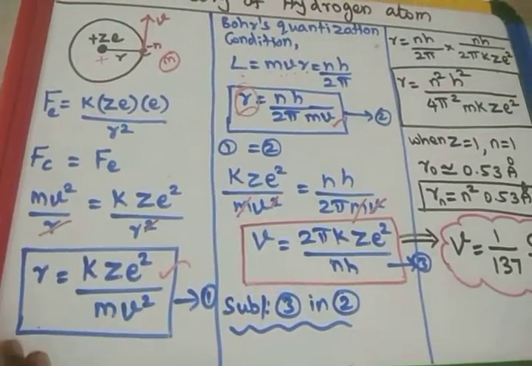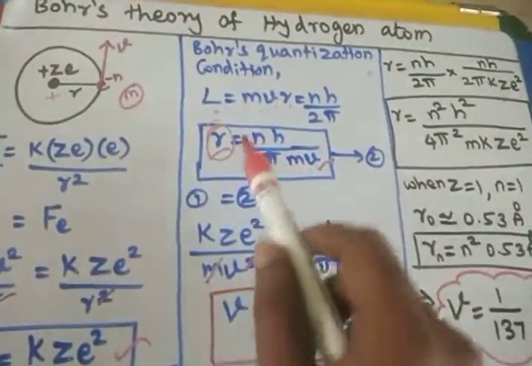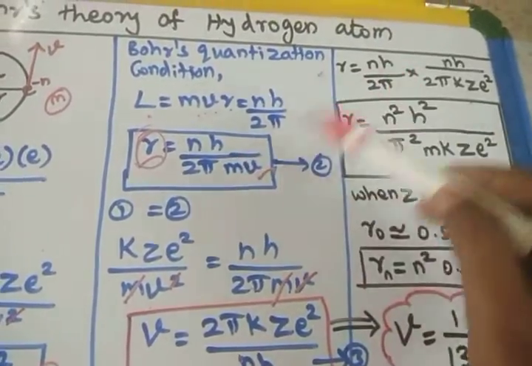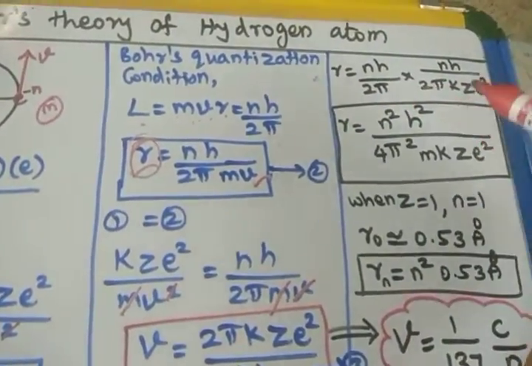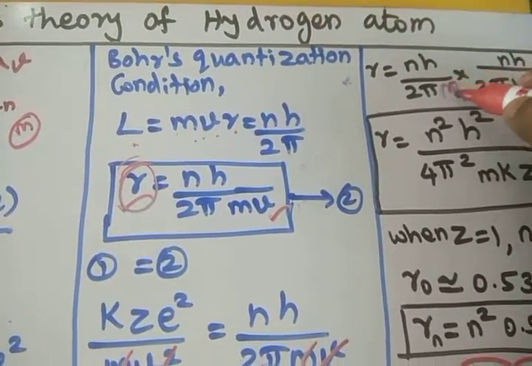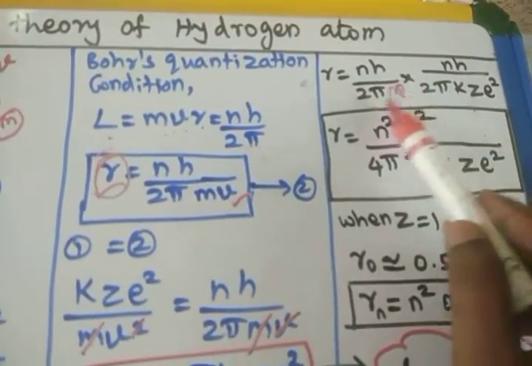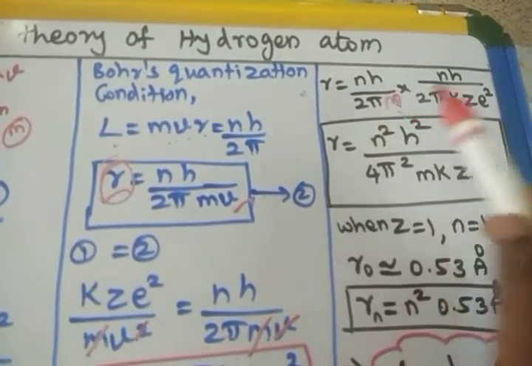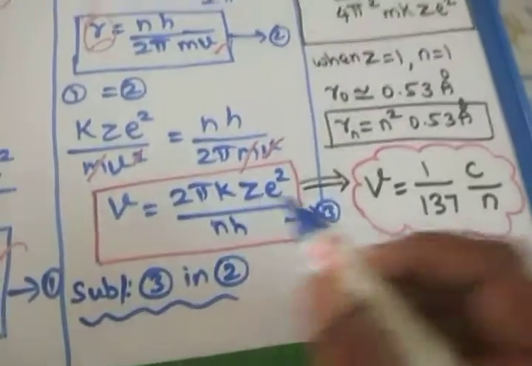Now we are going to solve the hydrogen atom problem by using Bohr's theory. So we are going to substitute in this equation. If you substitute nh by 2 pi for mv, m is as usual, so m will come: nh by 2 pi m. Instead of v, we are going to write this equation.